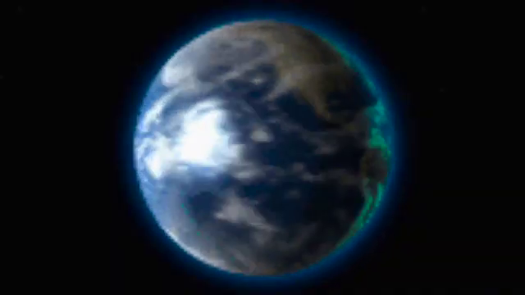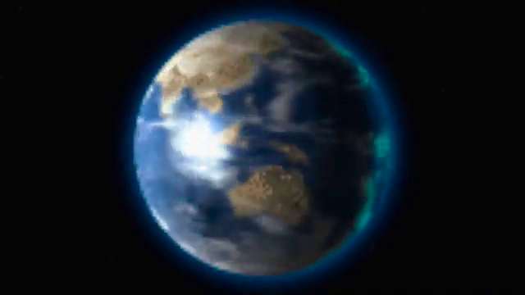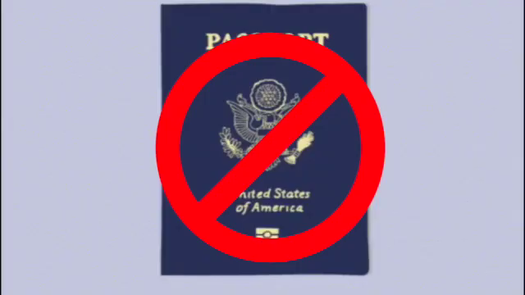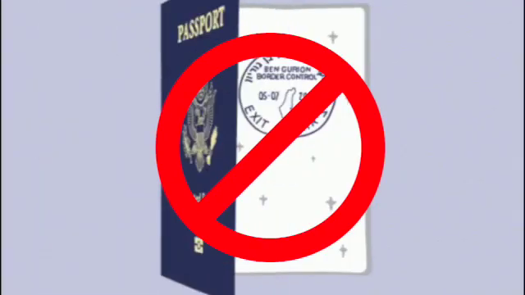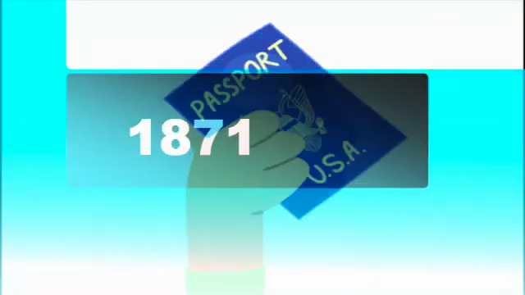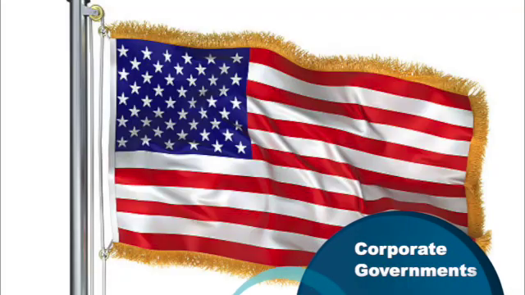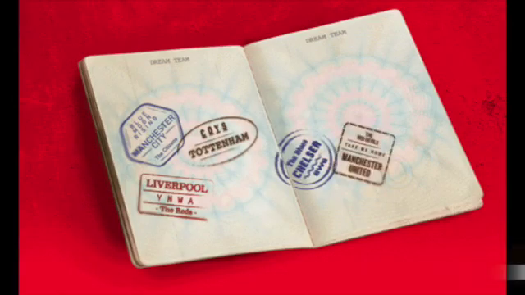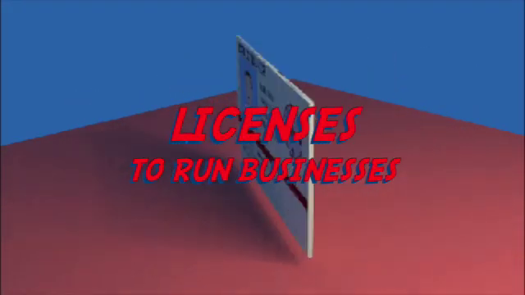The country's a corporation. So a simple example, guys, of what they did was travel. Under common law, guys, prior to the Act of 1871, people could travel freely without requiring a passport, etc. But since 1871, the corporate governments, which manage countries, grant their citizens rights and privileges according to their whims. Things like passports, driving licenses, licenses to run businesses, etc.